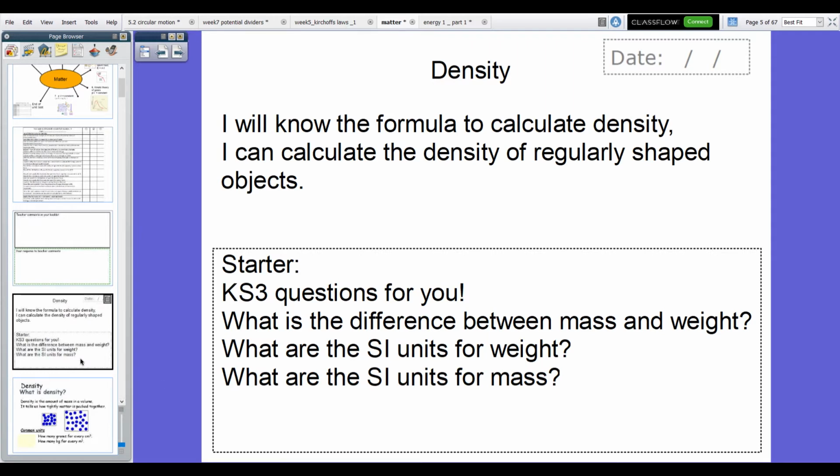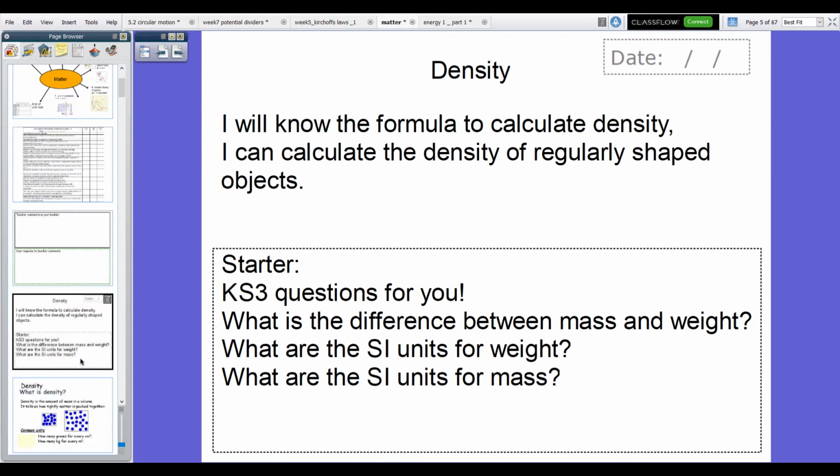Key stage 3 questions for you. What's the difference between mass and weight? What are the SI units for weight? And what are the SI units for mass? Okay, give yourself a bit of thinking time. See if you can get those in your head. What are they? Maybe let's do the units first.